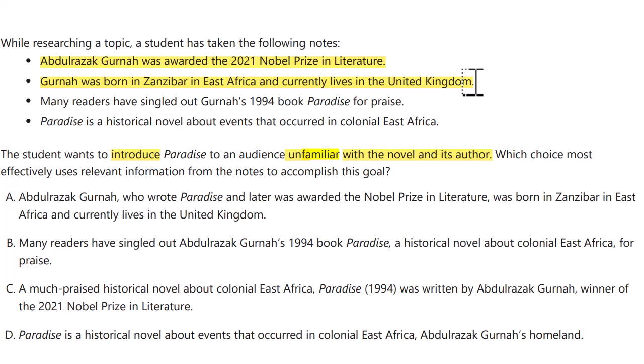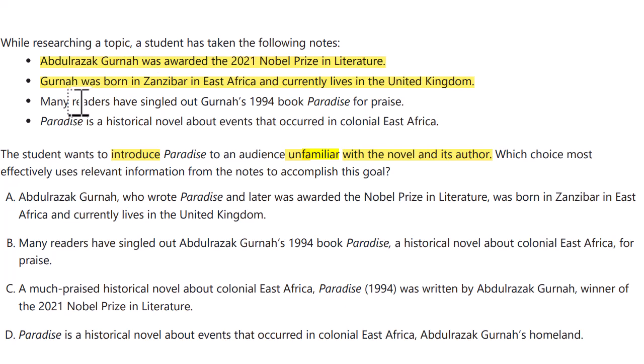So with that, let's take a look at this one. The student wants to introduce Paradise to an audience unfamiliar with the novel and its author. So I'm going to include information in my answer choice from those first two bullet points. Gurnah was awarded the 2021 Nobel Prize in Literature. He was born in Zanzibar in East Africa and currently lives in the UK. I want to include that information in my answer, so I'm going to look for answers that do include that.